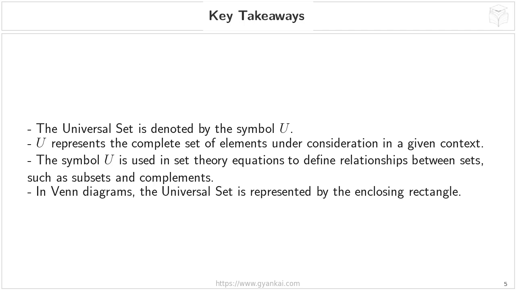Finally, and this ties in nicely with what we'll explore further with diagrams, the universal set is represented by the enclosing rectangle in Venn diagrams. Remember, the rectangle is U, and all other sets are drawn inside it to show how they relate to the universal set. So, keep these four points in mind as we move forward. Understanding the universal set is crucial for working with set theory and visualizing relationships between sets using diagrams. Does that make sense?